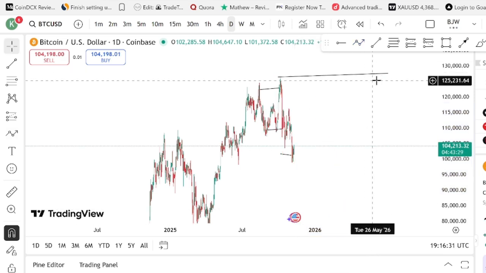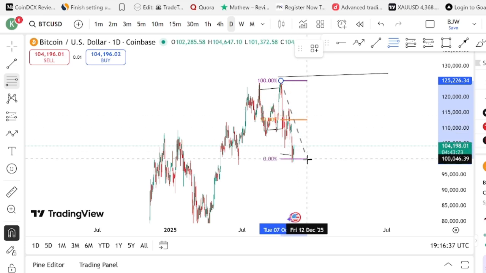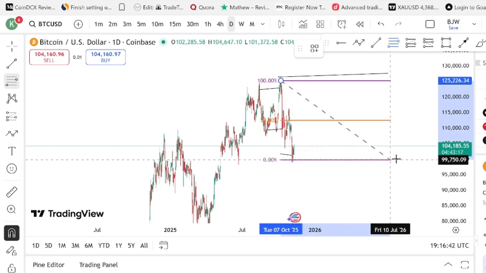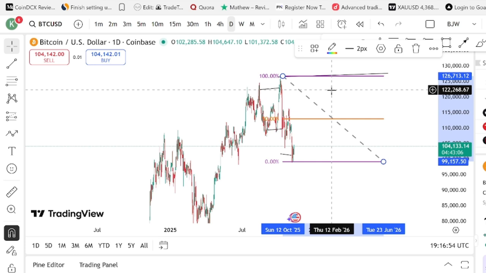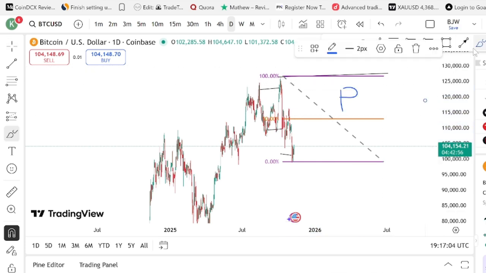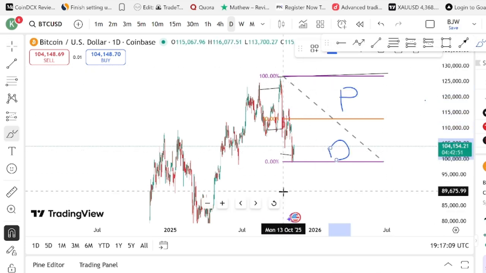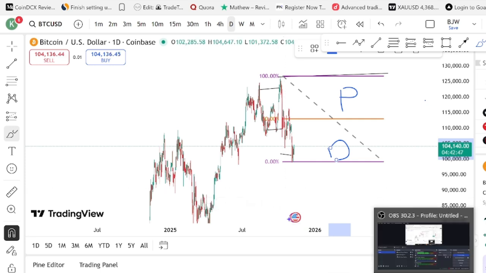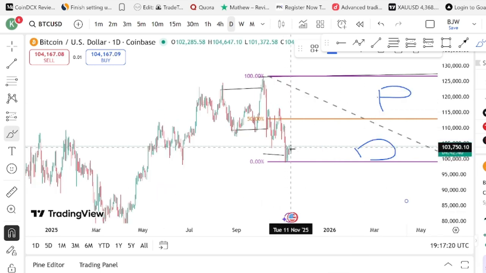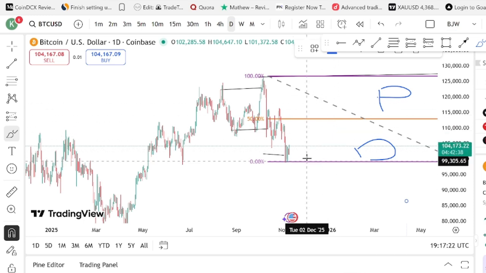If you get your Fibonacci tool, put it from here to here. Now you will clearly see that right here is your premium zone. Right here is your discount zone. And now what is price doing? Now, if you look closely at this BTC pair, BTC is now at the discount zone from this setup. Now, what is he expecting?